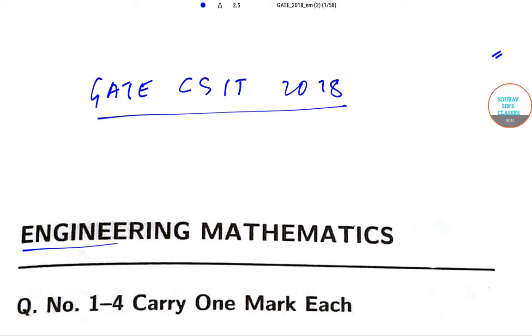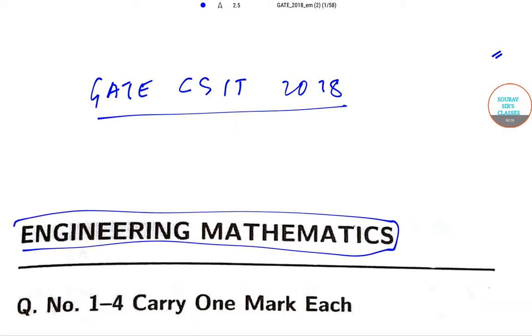Today we'll be solving the GATE Computer Science and IT exam of year 2018. Today we'll be solving the engineering mathematics portion of the paper. We'll be starting off with question number 1. So let's begin.